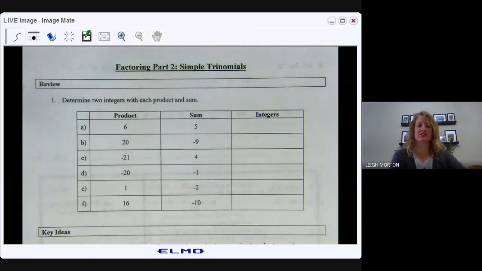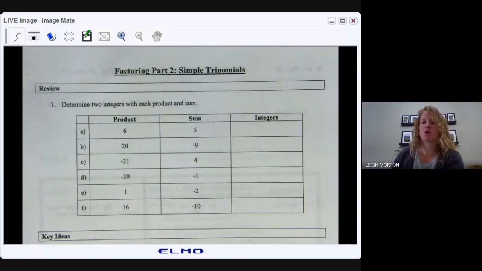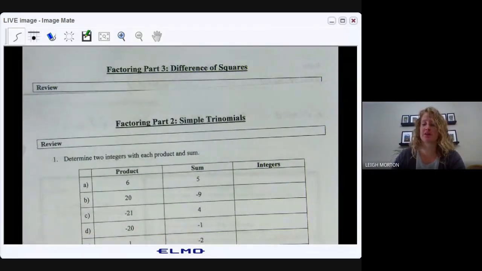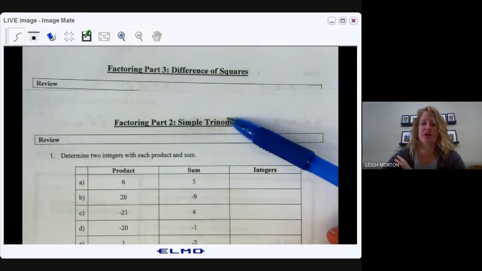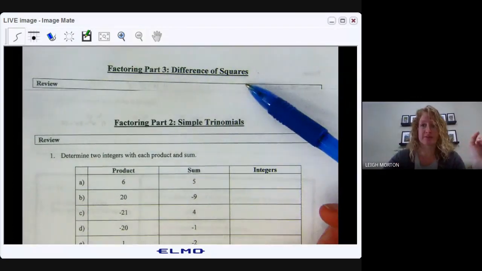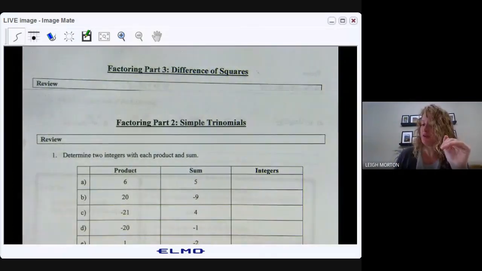Okay, let's do this. Let's talk about factoring. We're going to talk about factoring two parts today: factoring simple trinomials, and factoring difference of squares. Pardon me, difference of squares is actually factoring simple trinomials. I'm just going to show you a shortcut is all, okay?